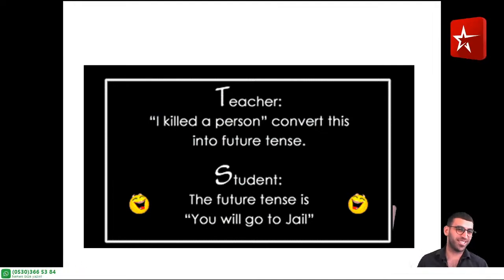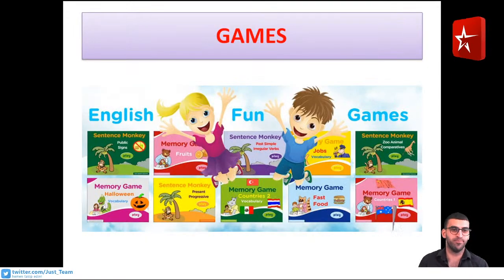So the tenses, as I told you, play an important role in your sentences while you are speaking, while you are writing, reading, or doing something else. It doesn't matter. The tenses are really important for everyone.